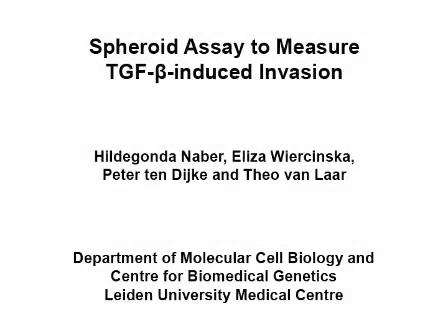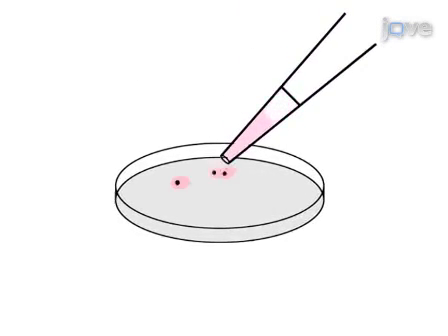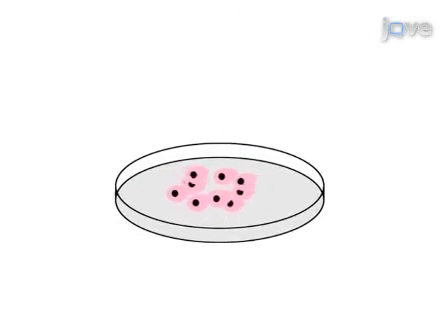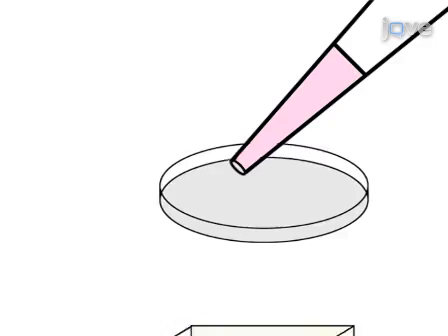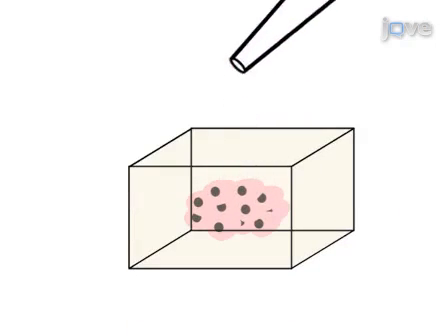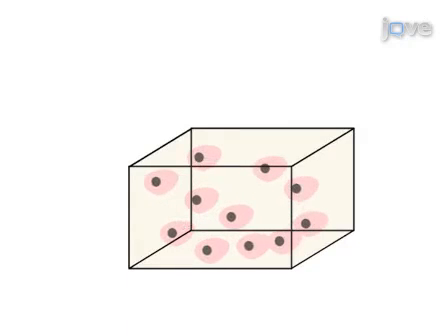The overall goal of the following experiment is to measure the effect of potential regulators of TGF-β-induced invasion in a three-dimensional environment. This is achieved by first making spheroids of the cells. The spheroids are then embedded in collagen, which provides a 3D environment. Next, the invasive area is quantified in order to determine the effect of treatment on TGF-β-induced invasion.